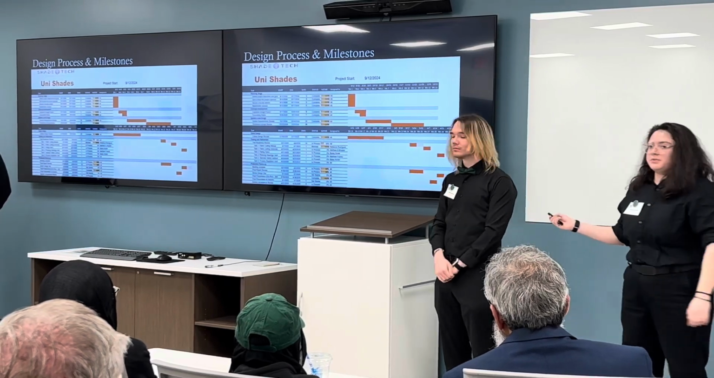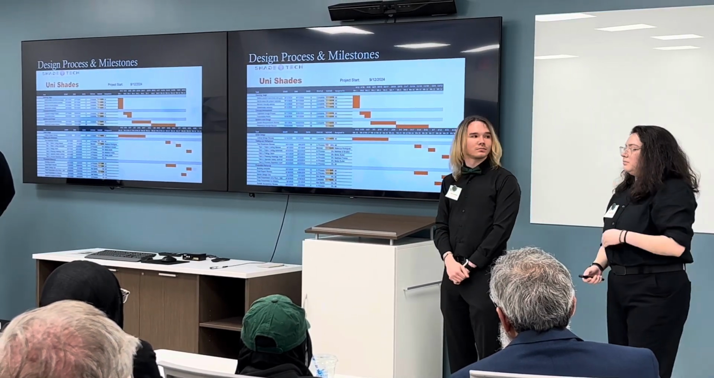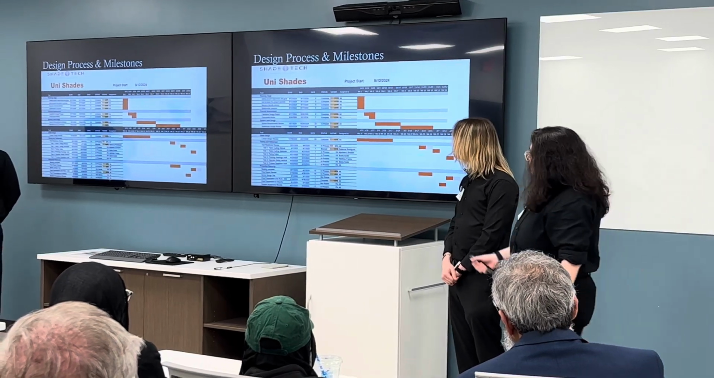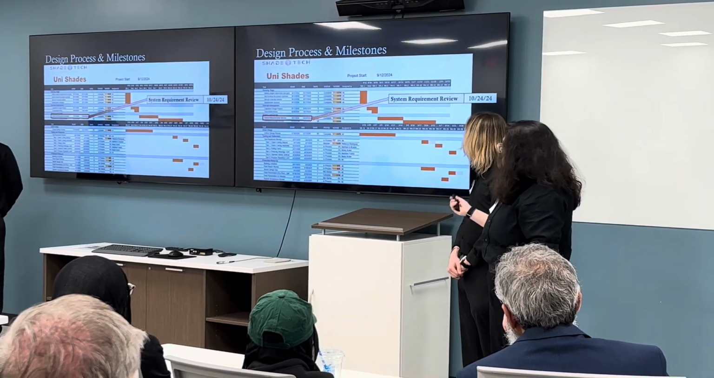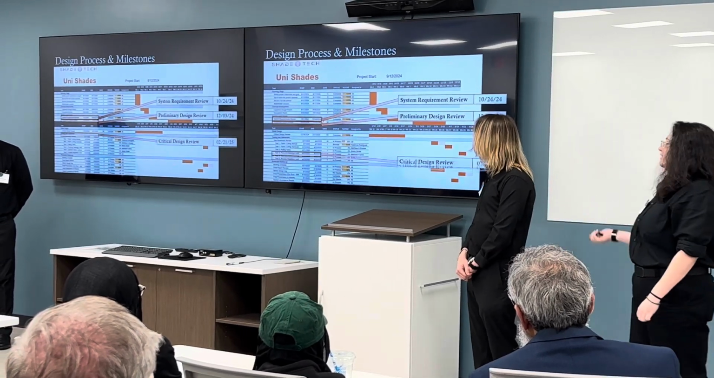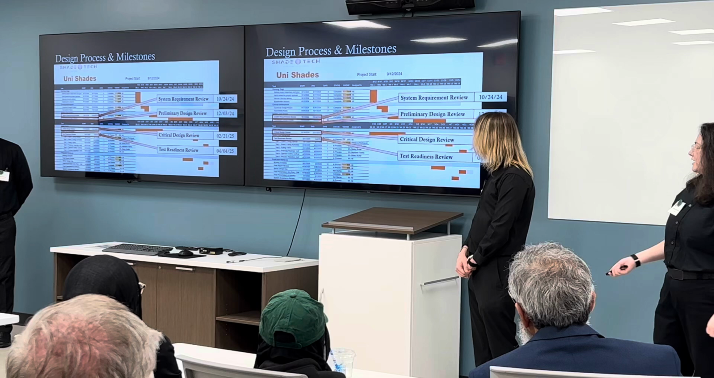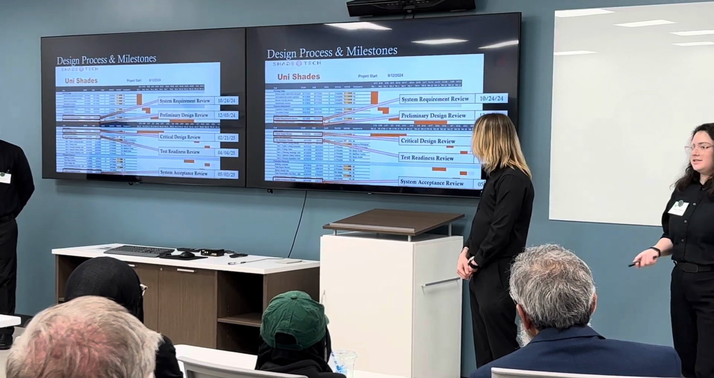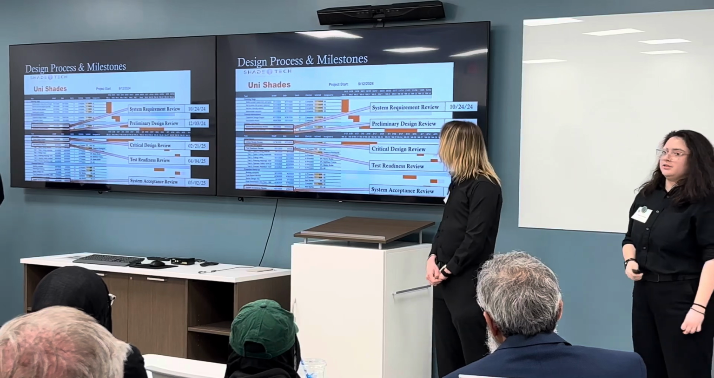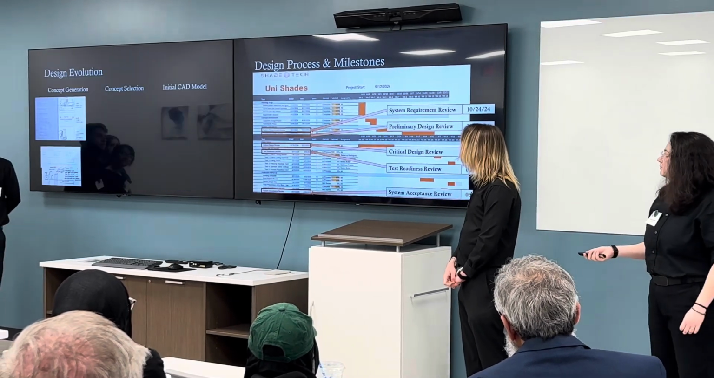So here's a visual representation of those milestones. Here's our Gantt chart, which shows the Systems Requirement Review, the Preliminary Design Review, the Critical Design Review, Test Readiness Review, and the Systems Acceptance Review. So that's the distribution of the dates on which those milestones occurred.